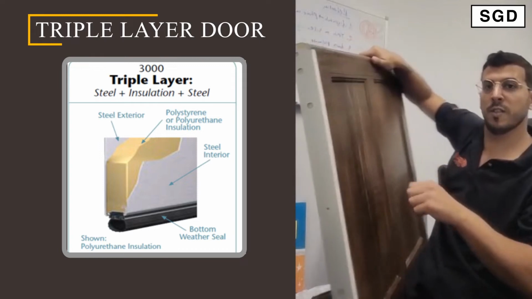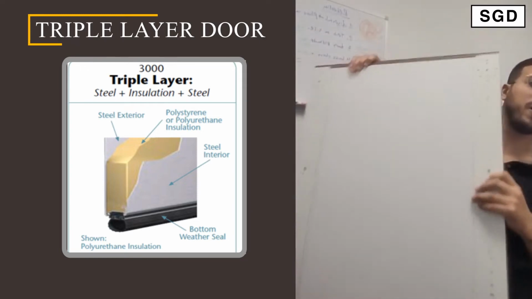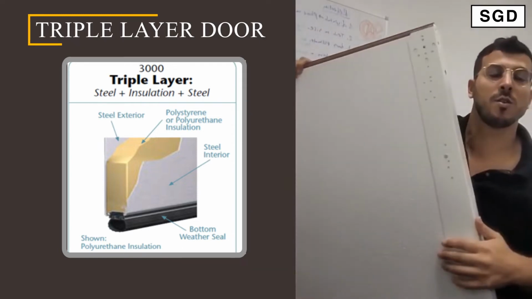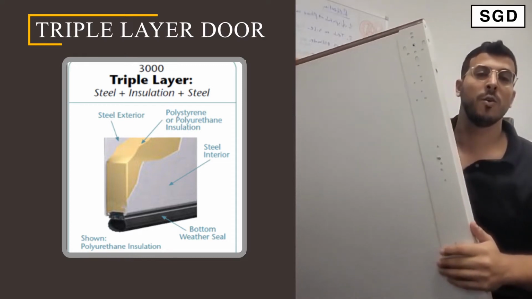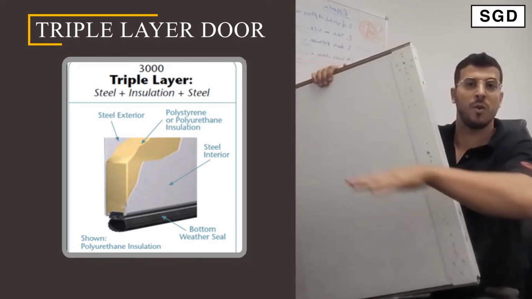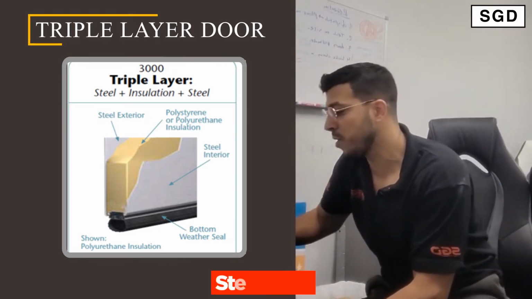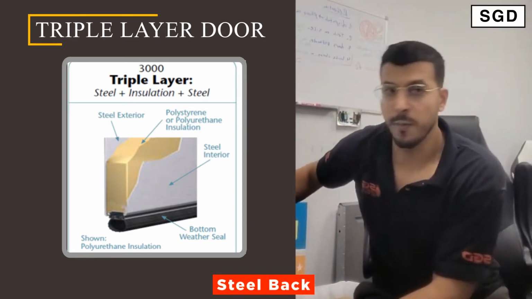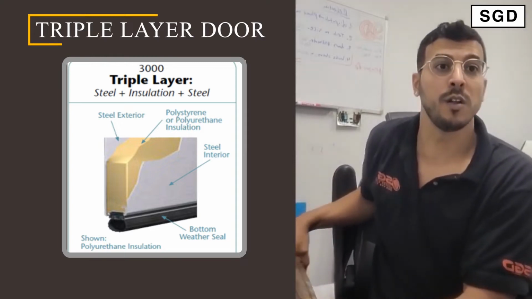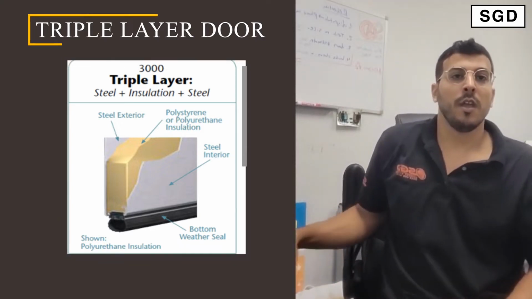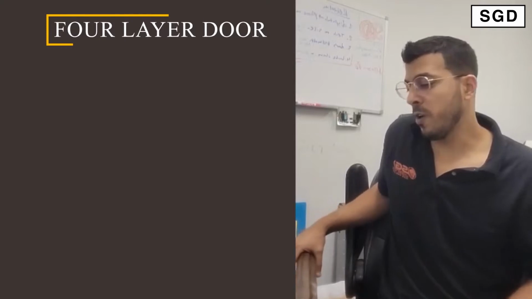You guys can see that this door is a little bit more solid because it has the support in the back of the door. So instead of putting something that we call the strut to give the panel a little bit more support, this one has steel to support it from the other side, which makes this door a little bit stronger.